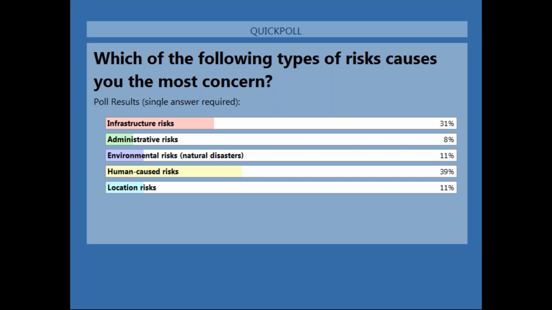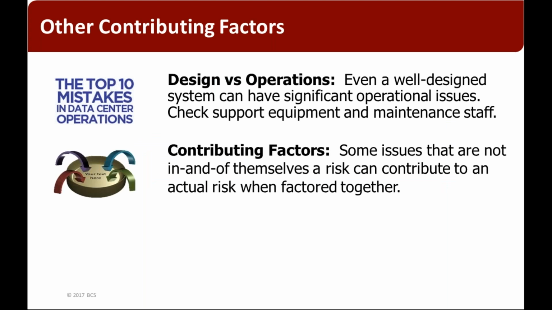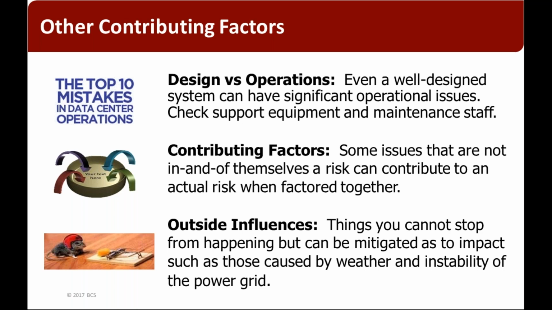In addition to that, we have some other contributing factors. Building upon that thought, maybe you have a well-designed system, okay, but how is it being operated, and that changes over time. Then there are also contributing factors that are issues that are related and maybe compound your risk situation. Then there are external or outside influences, things that you have limited control over, and that might be weather, or in this case, instability or problems with the power grid or severe situations.